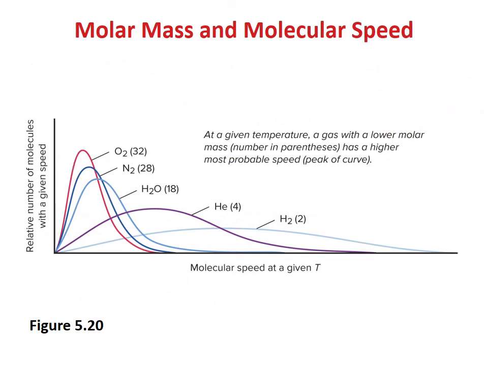This diagram shows the relative number of molecules versus molecular speed at a given temperature. Hydrogen is the lightest molecule among all these molecules, and its most probable speed is the highest. Helium is heavier, and the most probable speed is smaller. Oxygen is the heaviest, and the most probable speed is the smallest. So the lighter the molecule, the faster the molecule moves.